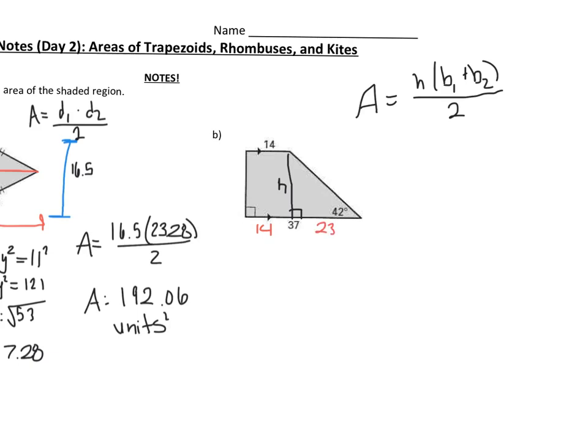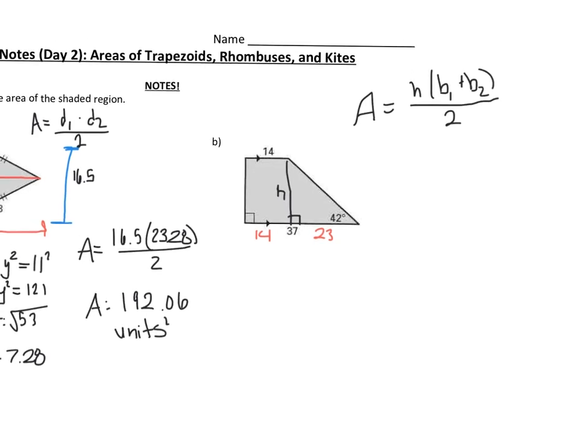So when I look at my right triangle, I see, okay, I am trying to find this. I know this is 23, and I know my angle here is 42. If I know one angle and one side length, that's when I'm going to use my SOHCAHTOA to figure out what is my height.